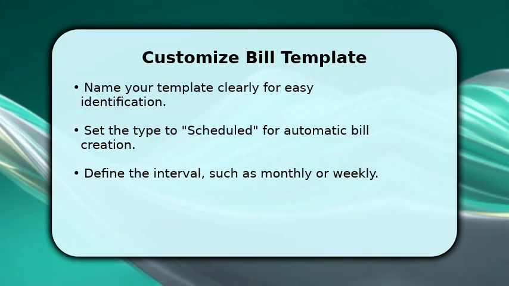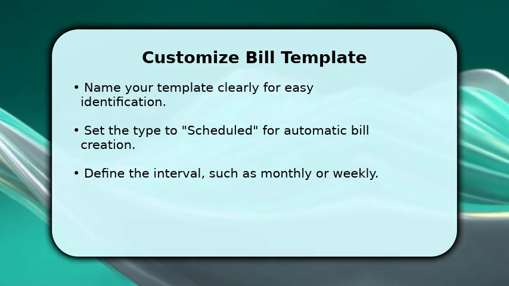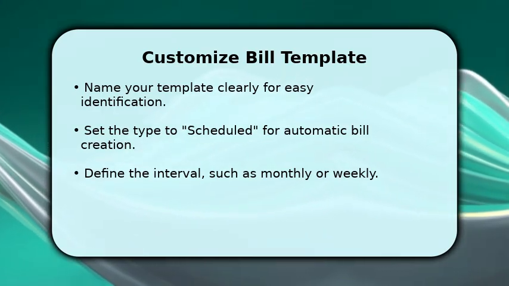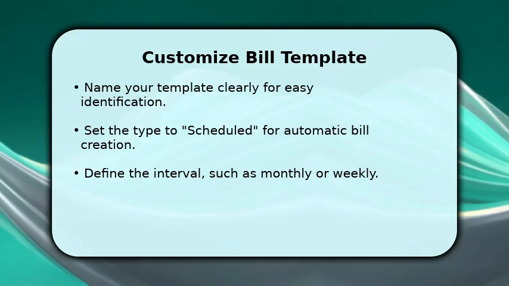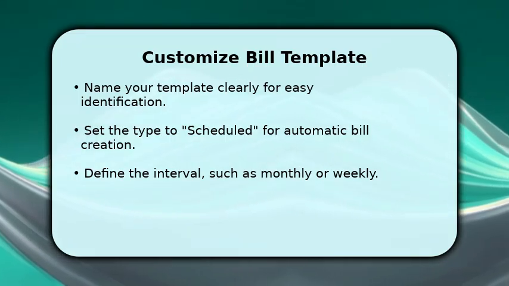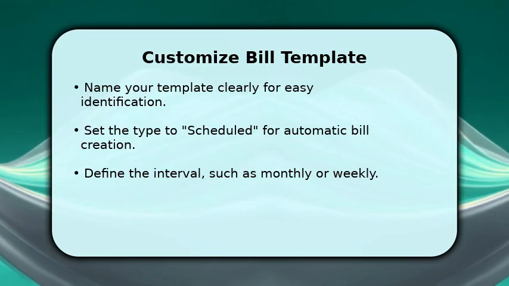Next, choose the desired interval, whether it's weekly, monthly, or annually. Finally, set the start date for when the recurring bill should begin, and you can also add an optional end date if the bill is for a fixed period.